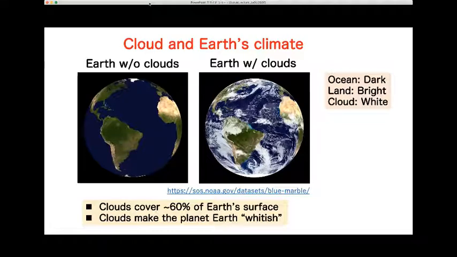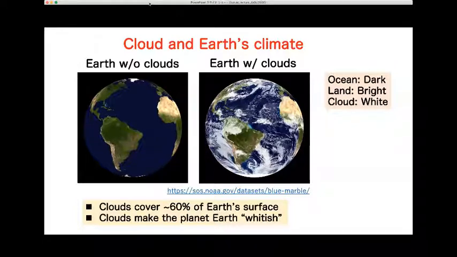So now let me start with this very simple picture of our Earth looking from satellites from space. One is with clouds and another is without clouds. That highlights how clouds make a difference in the appearance of our Earth. Basically, the clouds make our Earth whitish, very simply speaking. And that means that clouds have a profound impact on the sunlight received by our Earth.